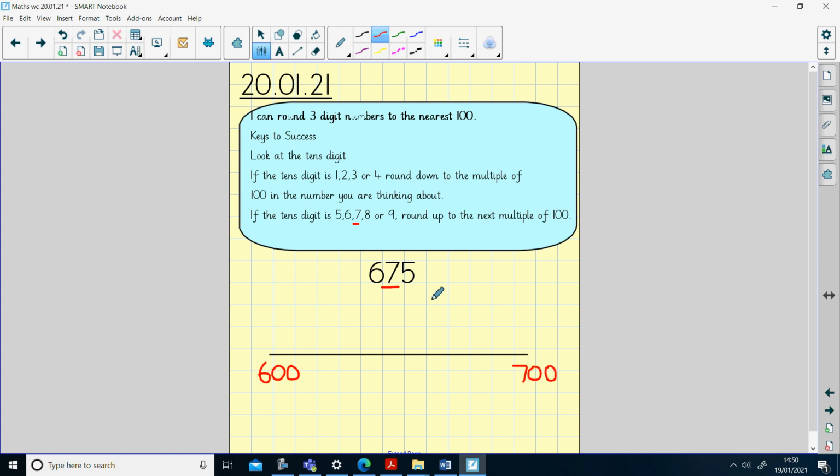So 675 rounds up to the next multiple of 100, which is 700. And it's really fiddly to write with this pen. 700. Okay, let's prove that on my number line now. So here's halfway with 650. And then 675 is going to be about here. So you can see visually it's much closer to the 700. Use those rounding lines in the scaffold if you need them today.